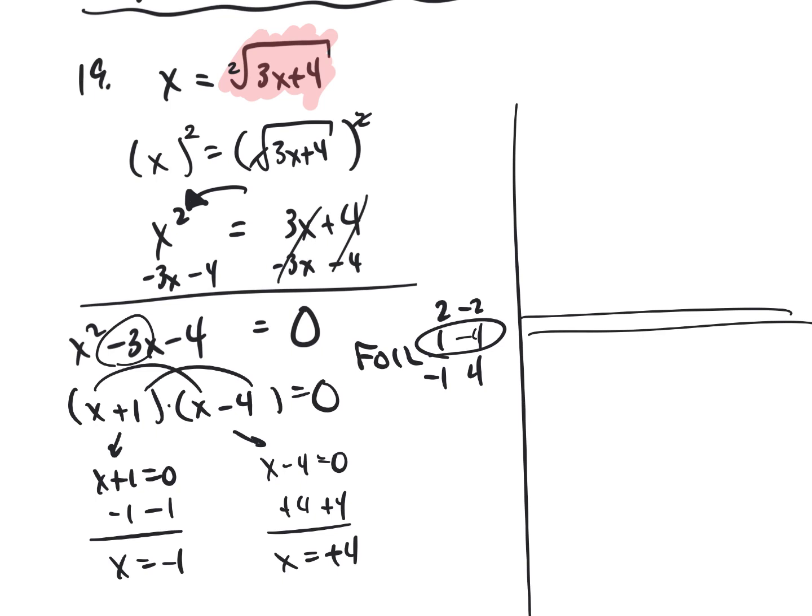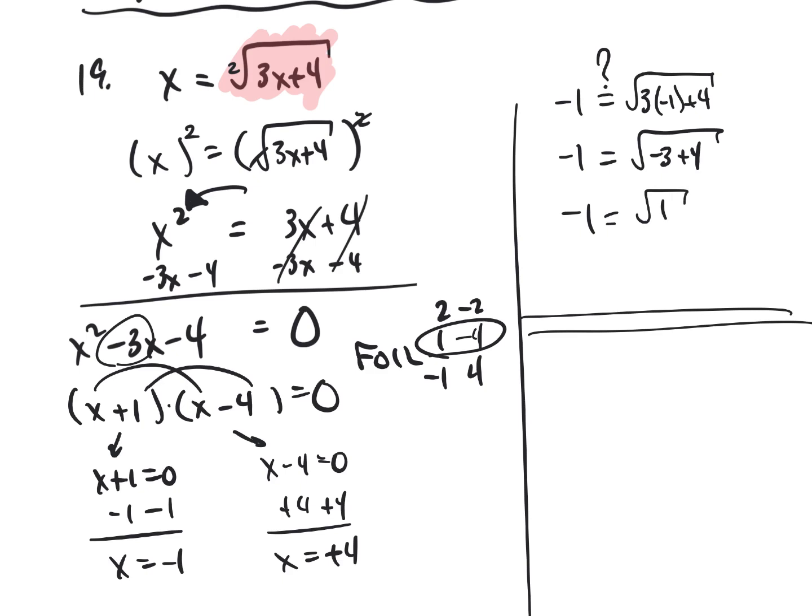So we go back up to the original equation and we'll put in negative 1 for x and ask the question, is it going to be true? Is negative 1 going to be equal to the square root of negative 3 times 1 plus 4? There's no simplifying on the left side, but on the right side, 3 times negative 1 is negative 3. Negative 3 plus 4 is 1, and the square root of 1 is 1. Obviously, these two things are not equal to each other, so we back up and cross out that solution.